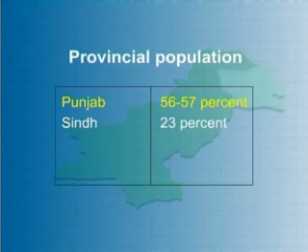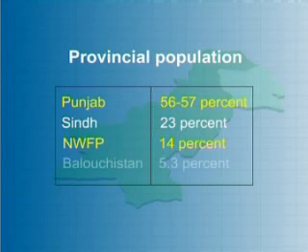Sindh has 23% of Pakistan's population. So it becomes number 2 so far as population is concerned. NWFP, Northwest Frontier Province, has about 14% of Pakistan's population. Balochistan has about 5.3% of Pakistan's population.